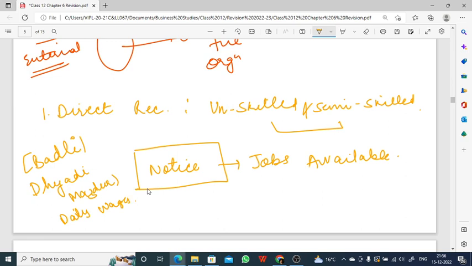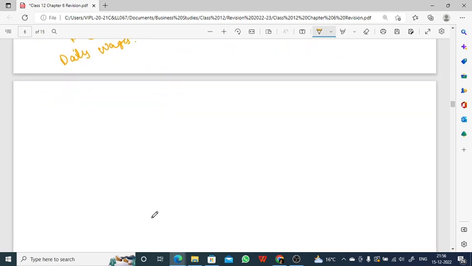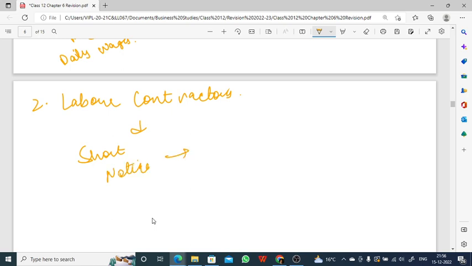Theek hai, next is labor contractors. Labor contractors are people who maintain close relationships with the unskilled workers. So if it is a very short notice, you'll be able to recruit unskilled labor through these contractors.